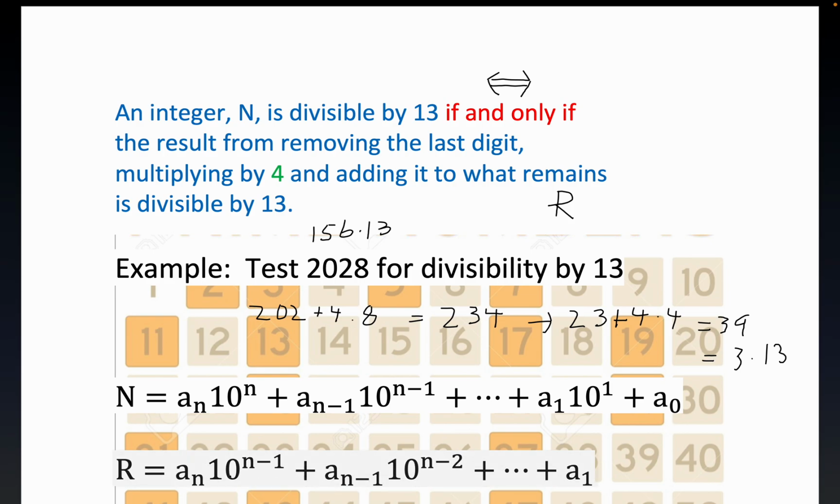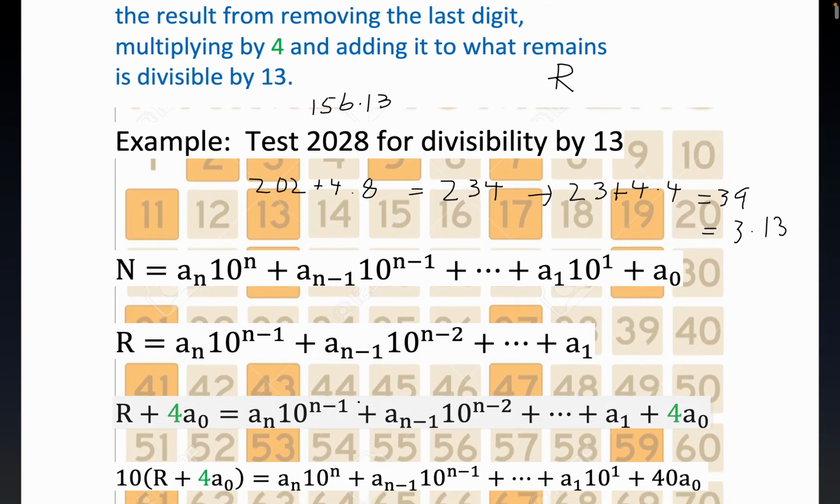Notice since it's a place value system, you have to decrement the exponents here. In other words, a sub n is now the coefficient of 10 to the n minus 1 and so on. Notice that a sub 1 lost a power of 10 because this is a positional system, so that's why you have to write down the remaining number in this fashion. So this part is slightly challenging, at least it was for me. Now, what's the next part? We have to multiply the last digit by 4 and add to what remains. Well, that would be this very next line, folks.